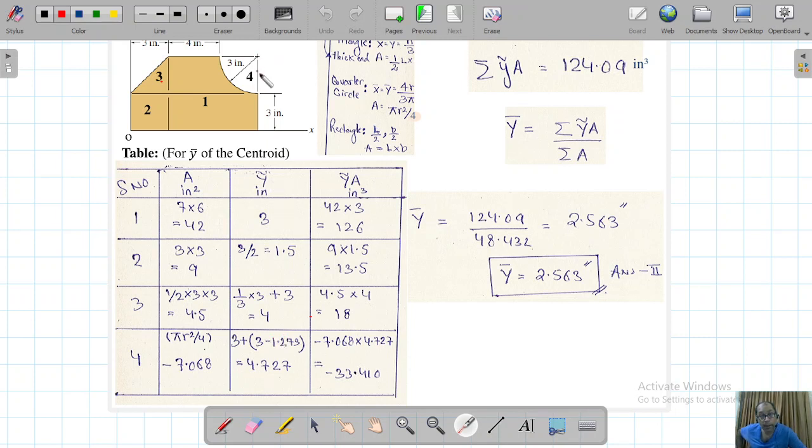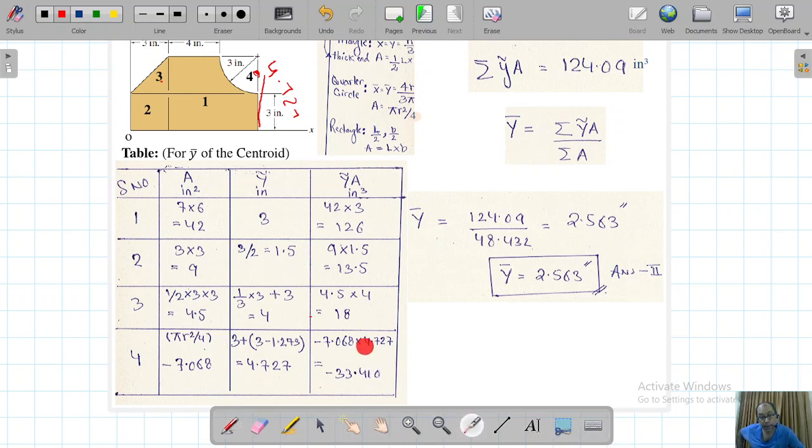So along the y-axis I will be somewhere here, and the value from the origin will be 3 plus 1.7, it will be 4.727, whatever it is. But this is for the y tilde, and again you multiply the negative area with the y tilde.